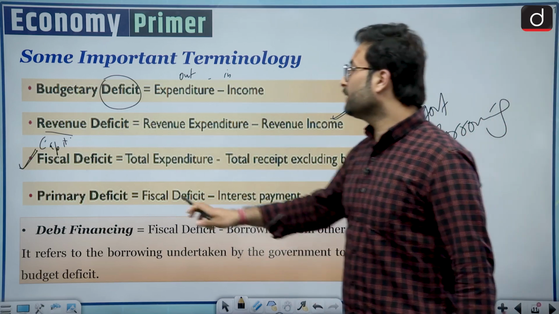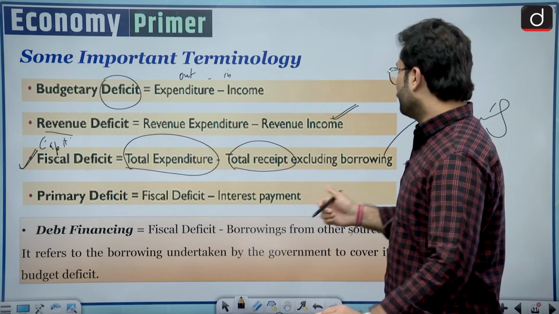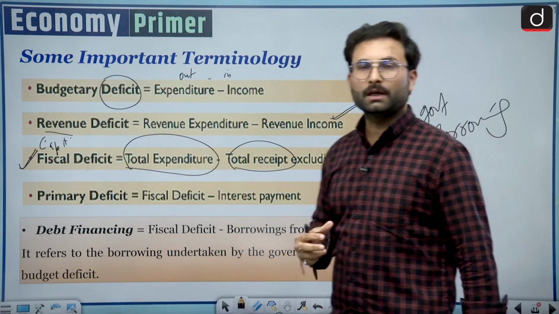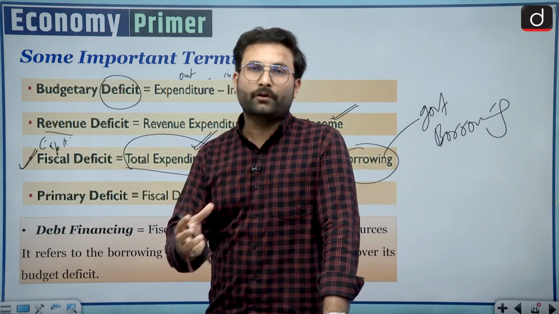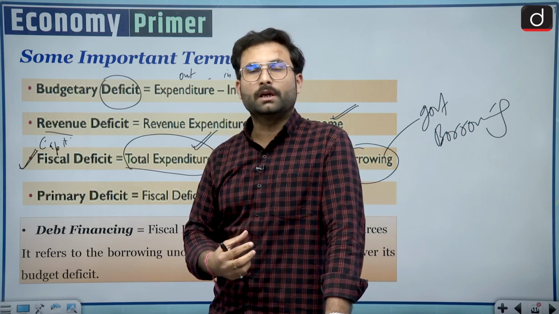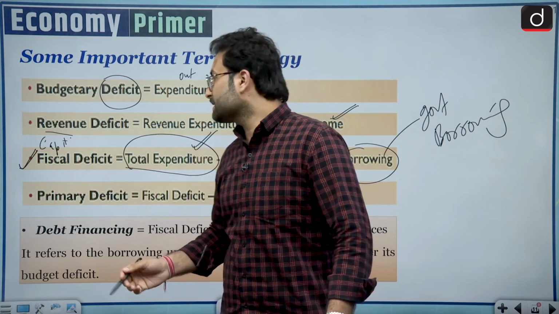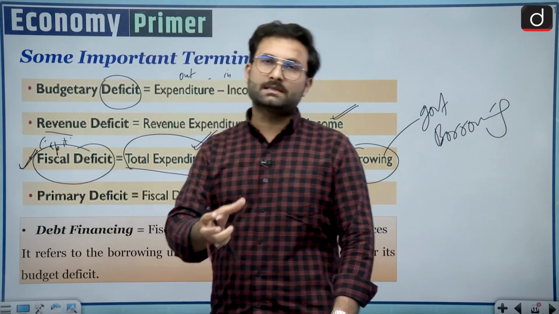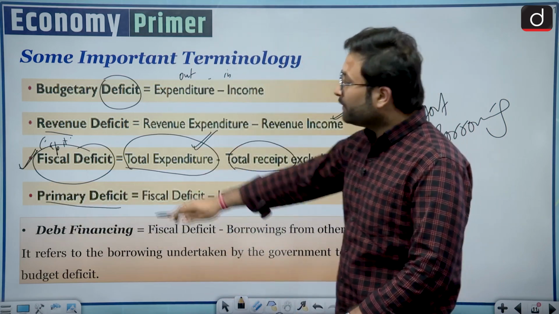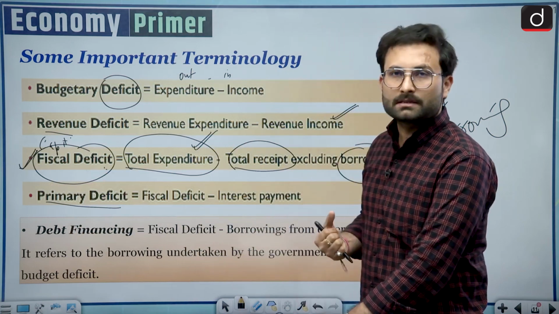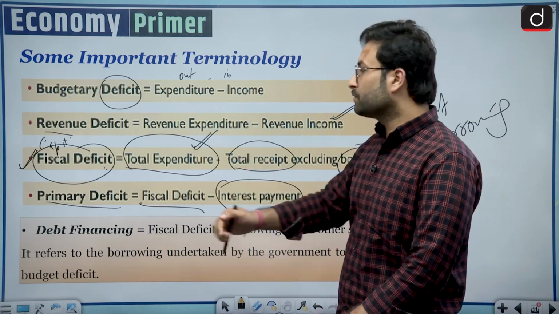Basically here, total expenditure minus total receipts, excluding whatever money the government got from borrowing. So whatever expenditure you are going for, out of which we take away whatever receipts we are getting in. Whatever money the government is getting, out of which we take away the borrowings. So ultimately we can say that fiscal deficit basically represents the borrowings of the government. Then there is this primary deficit. From the fiscal deficit, if we take away the interest payment, that gives you the primary deficit.